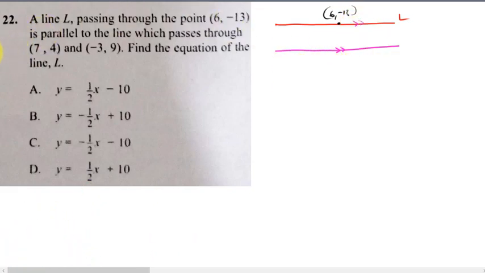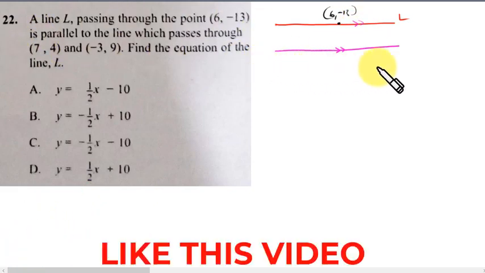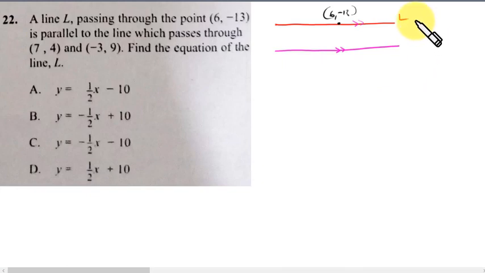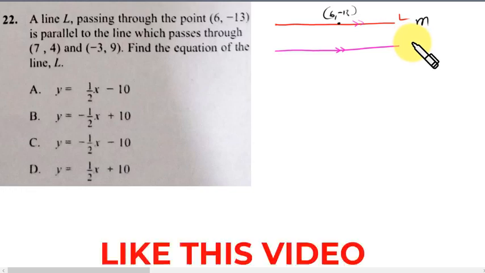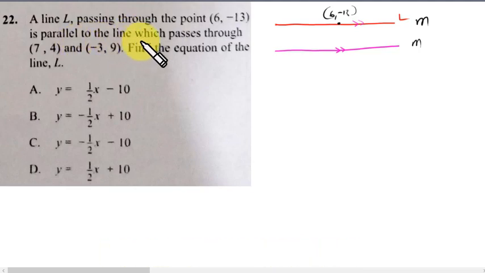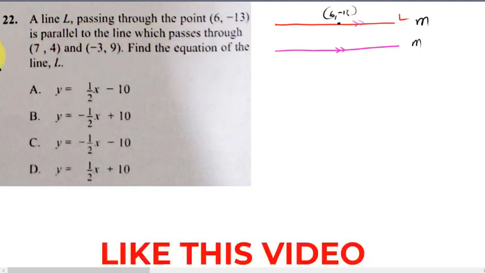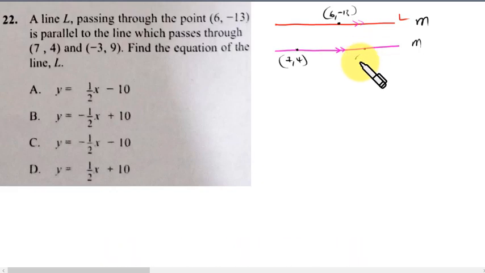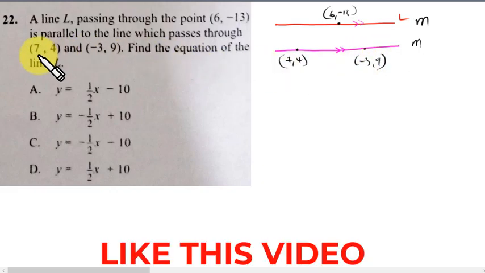All right, so the first thing that we see here before we even go on is that when two lines are parallel, it means they have the same gradient. If the gradient of this is m, then the gradient of this is also m, because they are parallel, they have the same gradient. Now, it is parallel to the line which passes through the point (7, 4) and (-3, 9). So this line also passes through 2 points, (7, 4) and (-3, 9). The question says that we are to find the equation of line L.